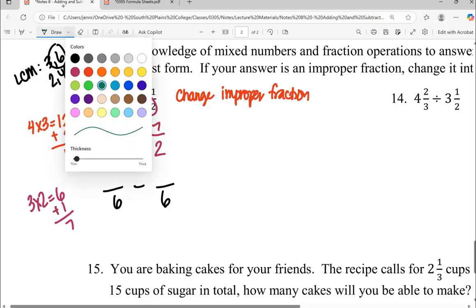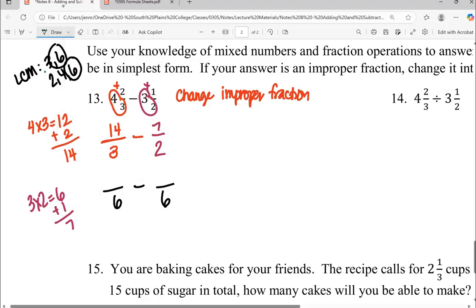Now in that process, for my 3, I needed 2 groups of 3, so I need to multiply by 2. 2 times 3 gives me 6. Top and bottom, 14 times 2 is 28. In my 2 list, it took 3 groups to get to that common denominator, so I'm multiplying by 3, top and bottom. Common denominator stays common. 28 minus 21 is 7.